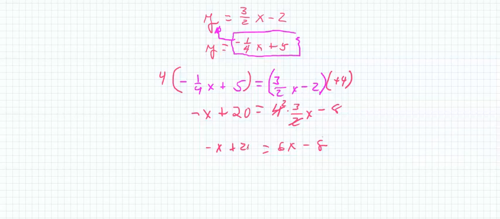I'm going to add x to both sides, and I'm going to add 8 to both sides. I get 28 equals 7x. Divide by 7, and we find out that x is equal to 4.